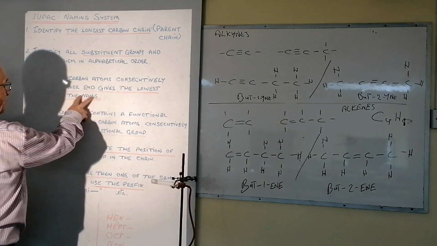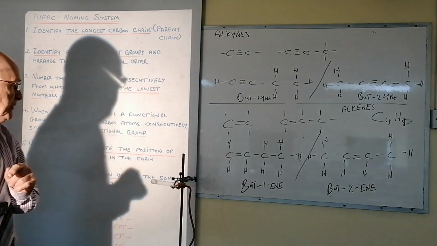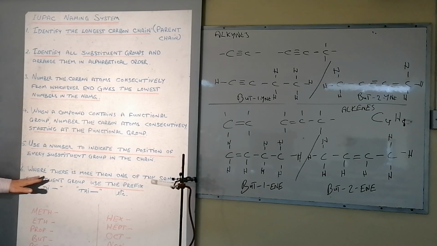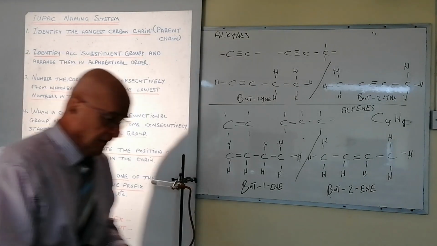You give the lowest number in the name, and that's what we have there, you see. That's but-1-ene that you have there, so there'll be no problem with that, okay? Use a number to indicate the position of every substituent, and where there is more than one of the same substituent, you use di or tri in the names, and that's ultimately what you're after for that.